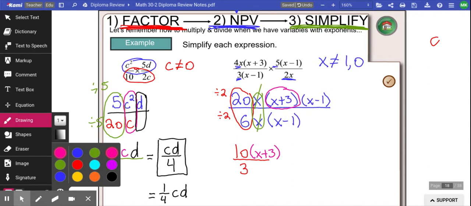My final thing that I have is an x minus 1 on the top, x minus 1 on the bottom. Those are exactly the same packages, so they can cancel out, making my final answer 10 times x plus 3 divided by 3.